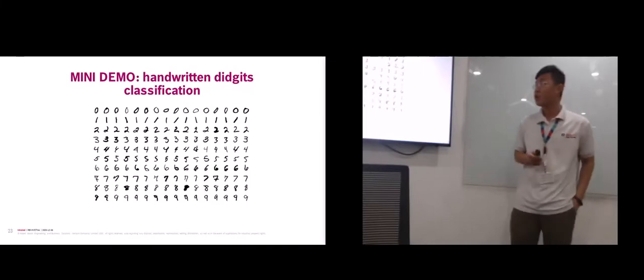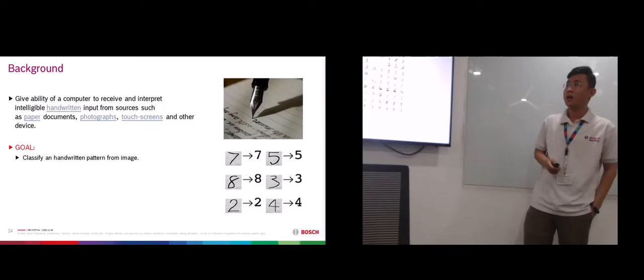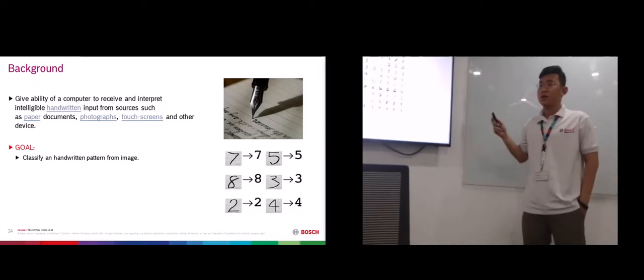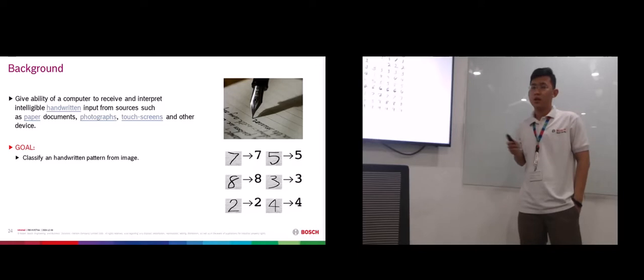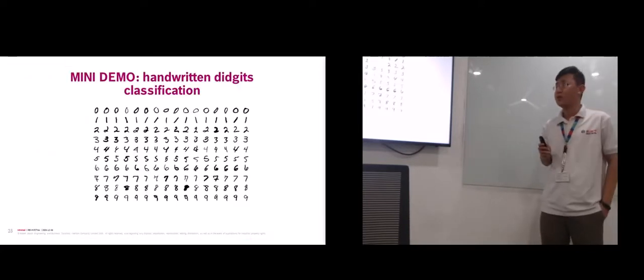Currently I'm working in an AI team. My research field is computer vision, and I have had some experience with it. Today I will bring you a popular problem when working with applied machine learning on images. The problem we will try is handwritten digit classification.